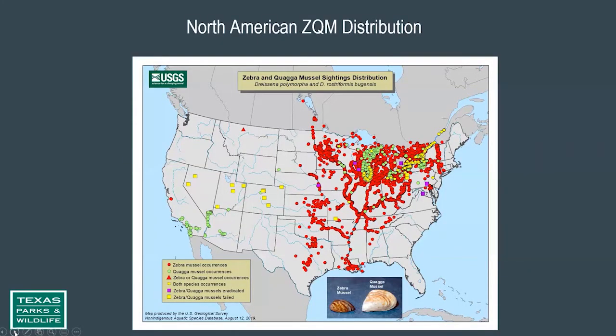And this basically just shows the North American distribution of zebra and quagga mussels. As you can see, the red dots, which are the zebra mussels, are the only ones found in Texas at this time. They've basically spread from the north to the south and have entered Texas. So we're now experiencing what the northernmost states experienced a couple of decades ago.